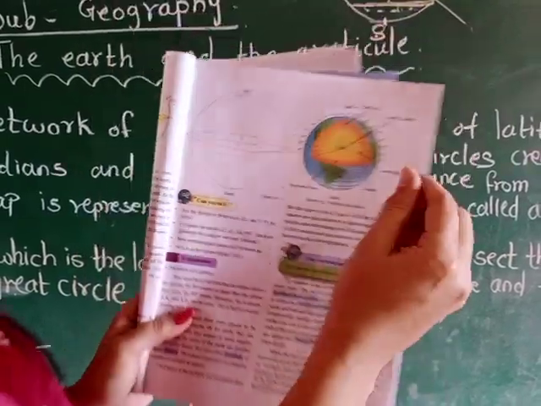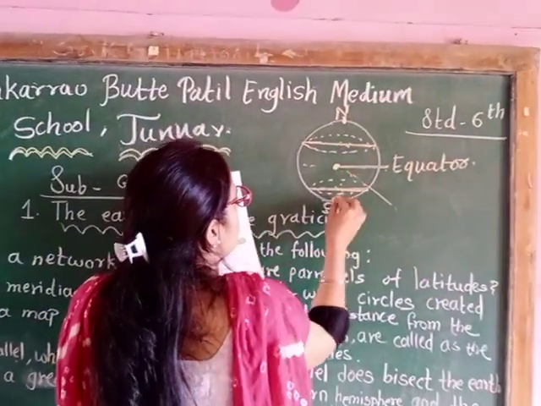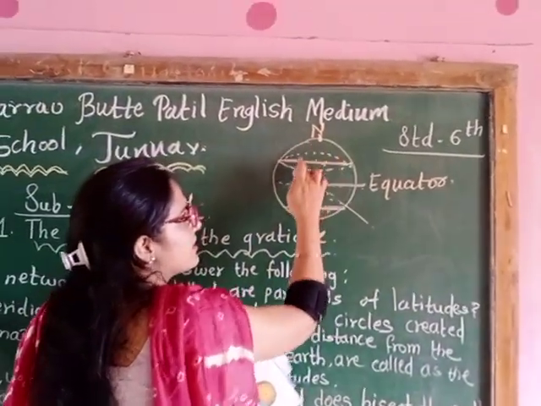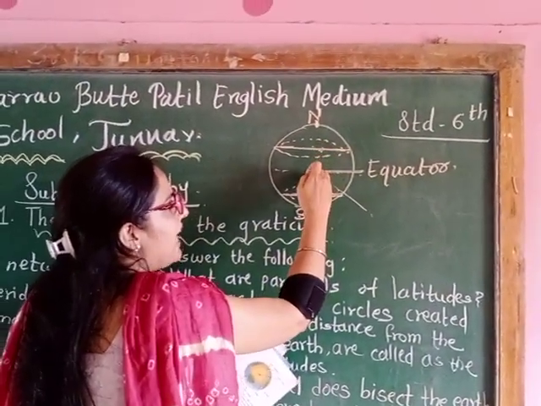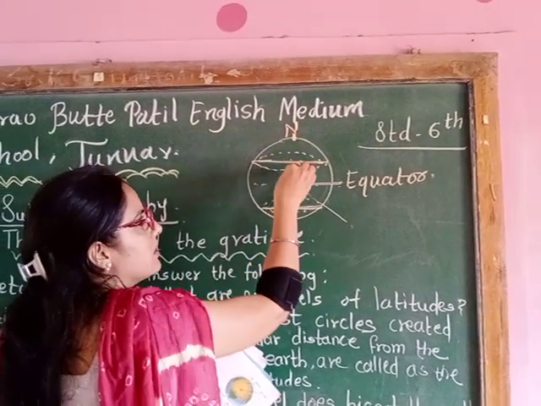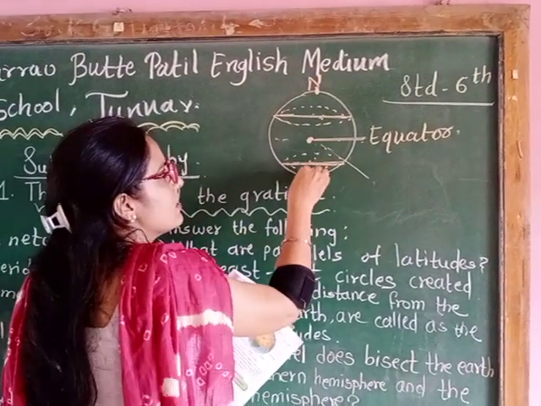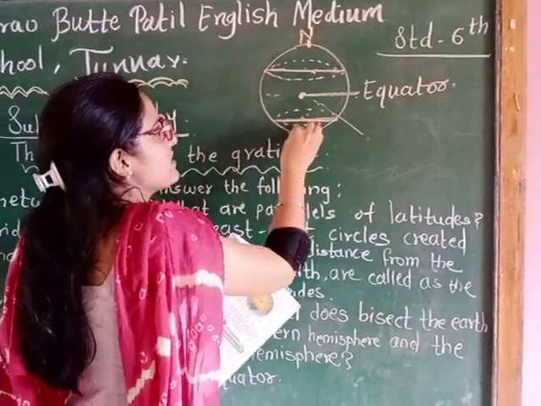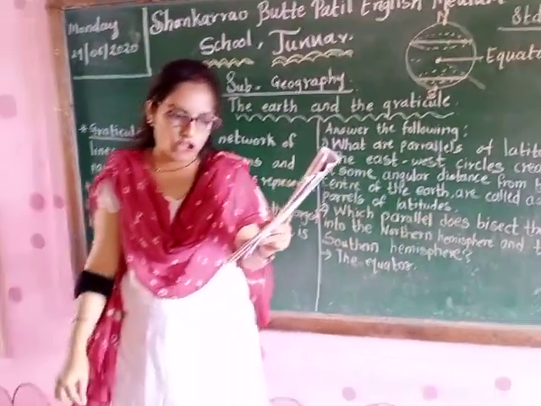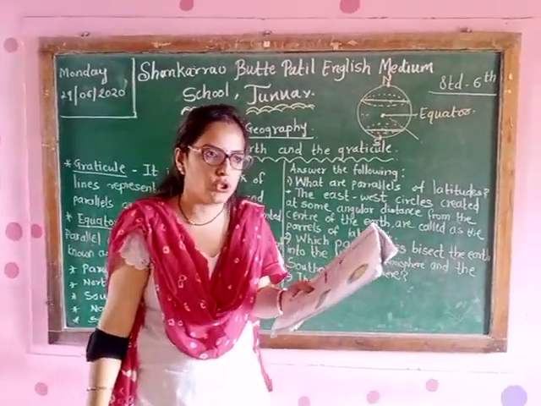As we go away from the equator towards the northern hemisphere and the southern hemisphere, you can get two points. This is your southern hemisphere, this is your northern hemisphere, and it goes away from the equator towards this. This is your earth's axis. It creates two points, those are called the North Pole and South Pole.